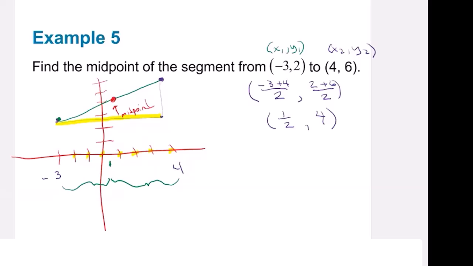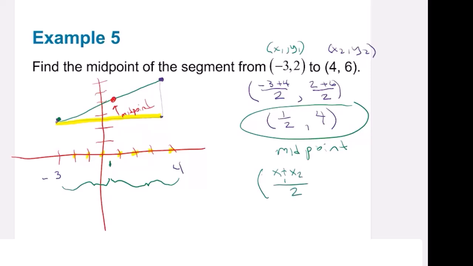And the middle of 2 and 6 is 4. It's 2 above the 2 and 2 below the 6. This would be my midpoint. Again, I'm not trying to say you should draw these triangles. I'm just trying to show you how it works. And the midpoint is, again, we take the average of the endpoints, which means I add them up and divide by 2 for both the x and the y separately.